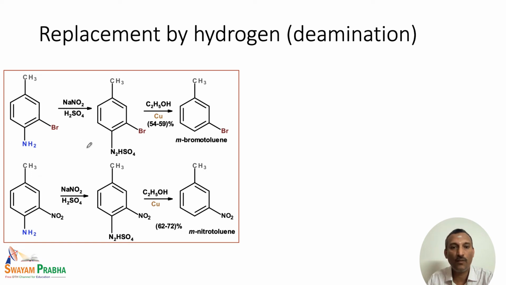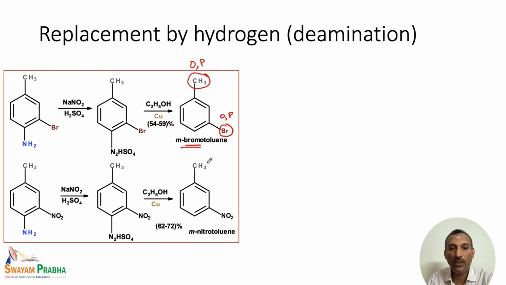If you want to prepare meta-bromotoluene, it is very difficult because the methyl group is ortho-para directing. The bromo group is also ortho-para directing. So when we have two ortho-para directing groups, there is no way we can prepare a compound with these two groups in the meta position. This is one of the difficulties we will be facing.